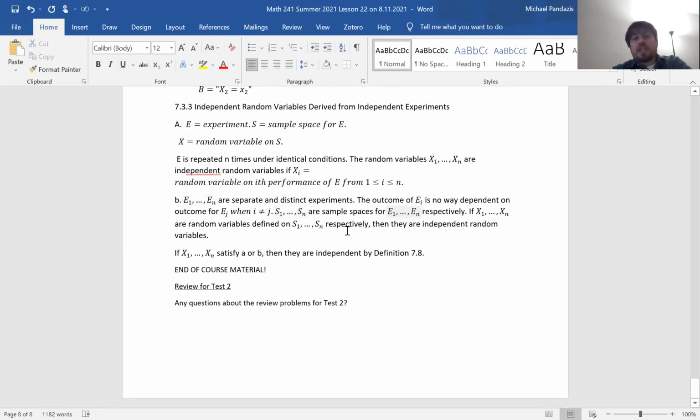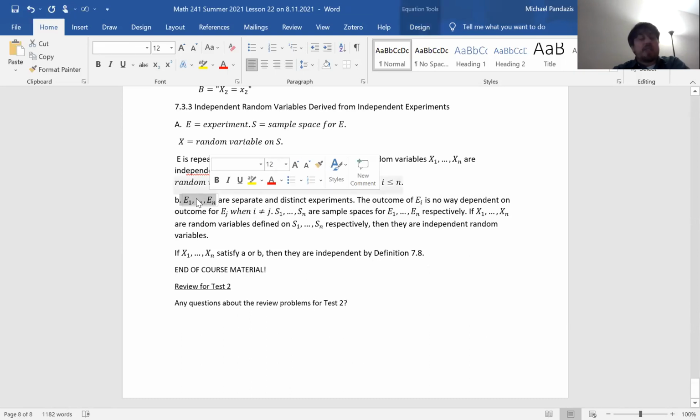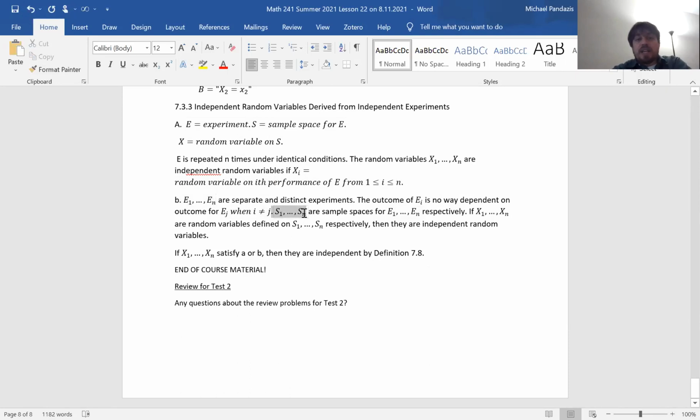B: E1 to En are separate and distinct experiments. So instead of repeating the same experiment, you're just given n experiments that are separate and distinct. The outcome of Ei is in no way dependent on the outcome of Ej when i does not equal j. So there's fancy notation for saying that if you take any two of these experiments, neither of them affects the outcome of the other. Okay? S1 to Sn are the sample spaces for E1 to En respectively. If X1 to Xn are random variables defined on S1 to Sn respectively, then they are independent random variables. Okay, so these experiments have corresponding independent random variables if their outcomes are separate and distinct.